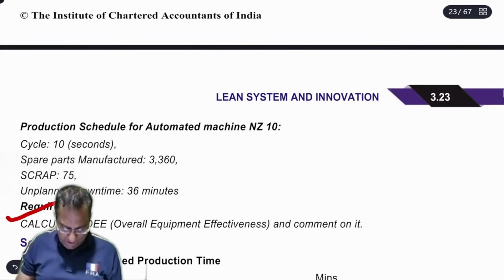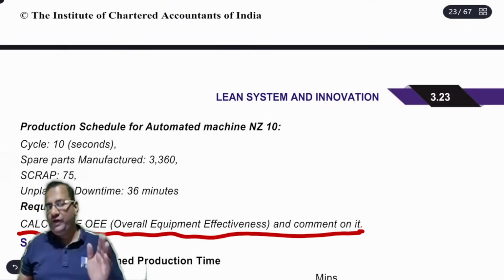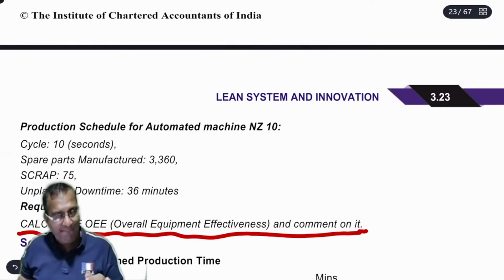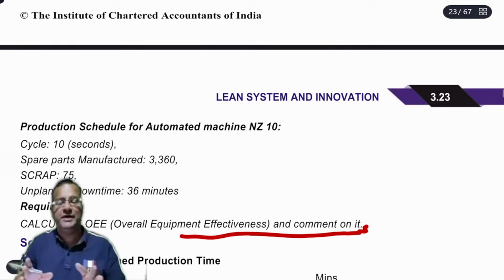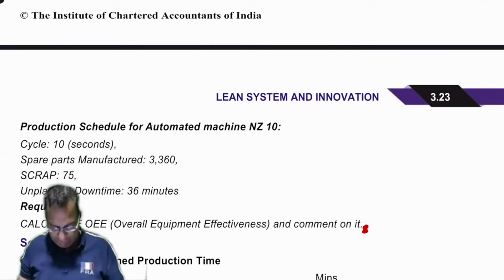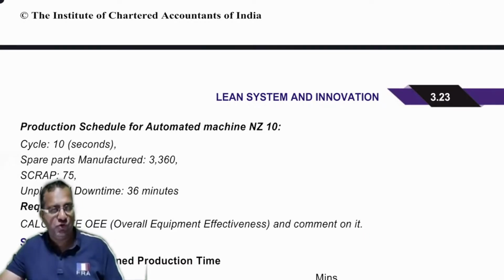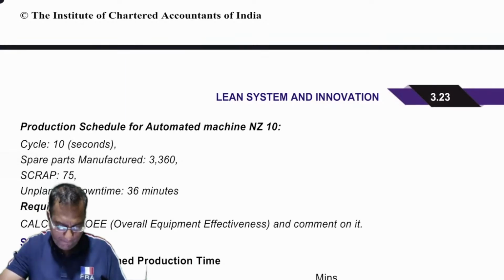Now, read out the requirement part and tell me whether we have to use that world-class performance data in our answer or not, or simply we have to calculate the overall equipment effectiveness. Read out the requirement part and communicate to me in yes or no whether we have to use that data of world-class performance 90%, 95%, 99%, and overall 85%. Yes or no?